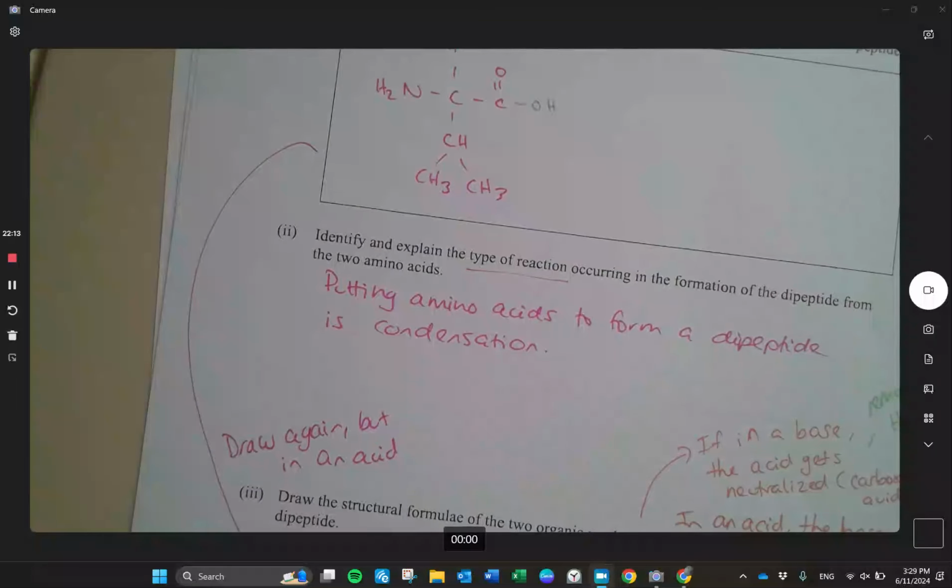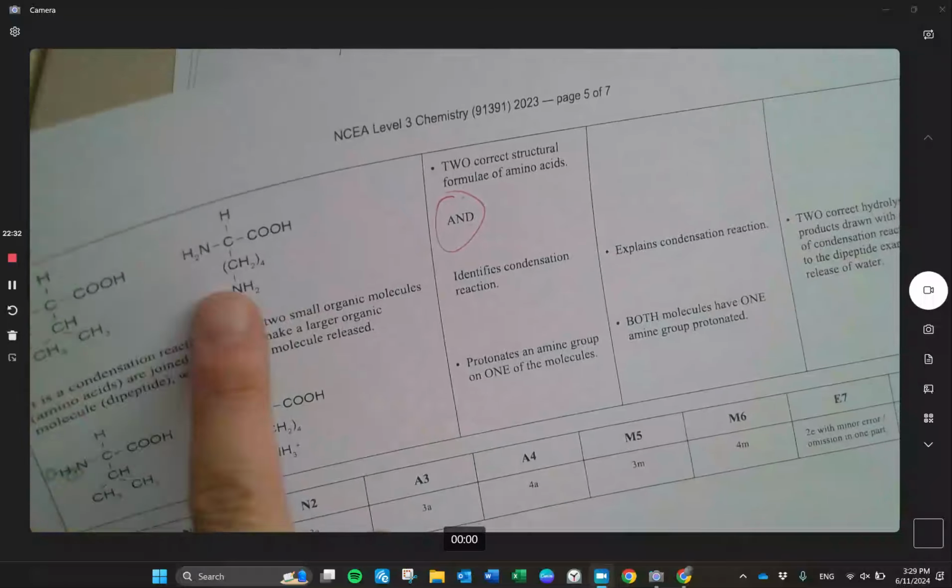Isn't that easy? Since this guy up here is requiring you to draw both of them, you just copy both of them down again and just add an extra hydrogen, because it's amine. Amine just adds a little hydrogen. If I was dealing with this in a basic solution, what I would do is drop the hydrogen off the carboxylic acid and just write a negative sign.